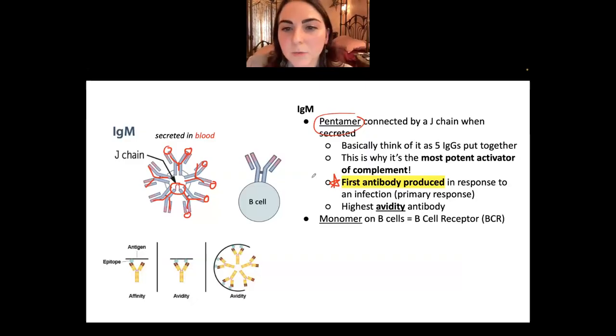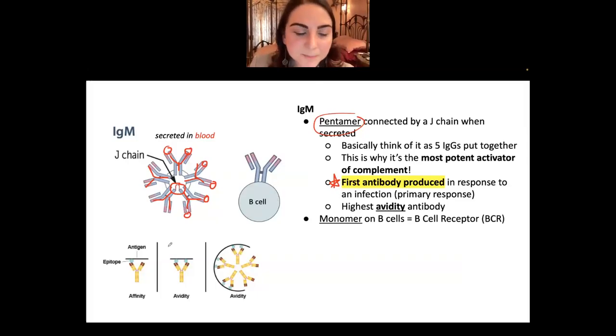It's also the highest avidity antibody. I'm going to talk down here about what avidity is versus affinity. But first, I want to mention that IgM is the B cell receptor. That's why it's a monomer there. It technically is a monomer, and then when the B cells start to secrete, which we'll talk about today, it'll make this pentamer in the blood. So it's found in circulation as a pentamer. It's found on B cells as a monomer. It's the same antibody.